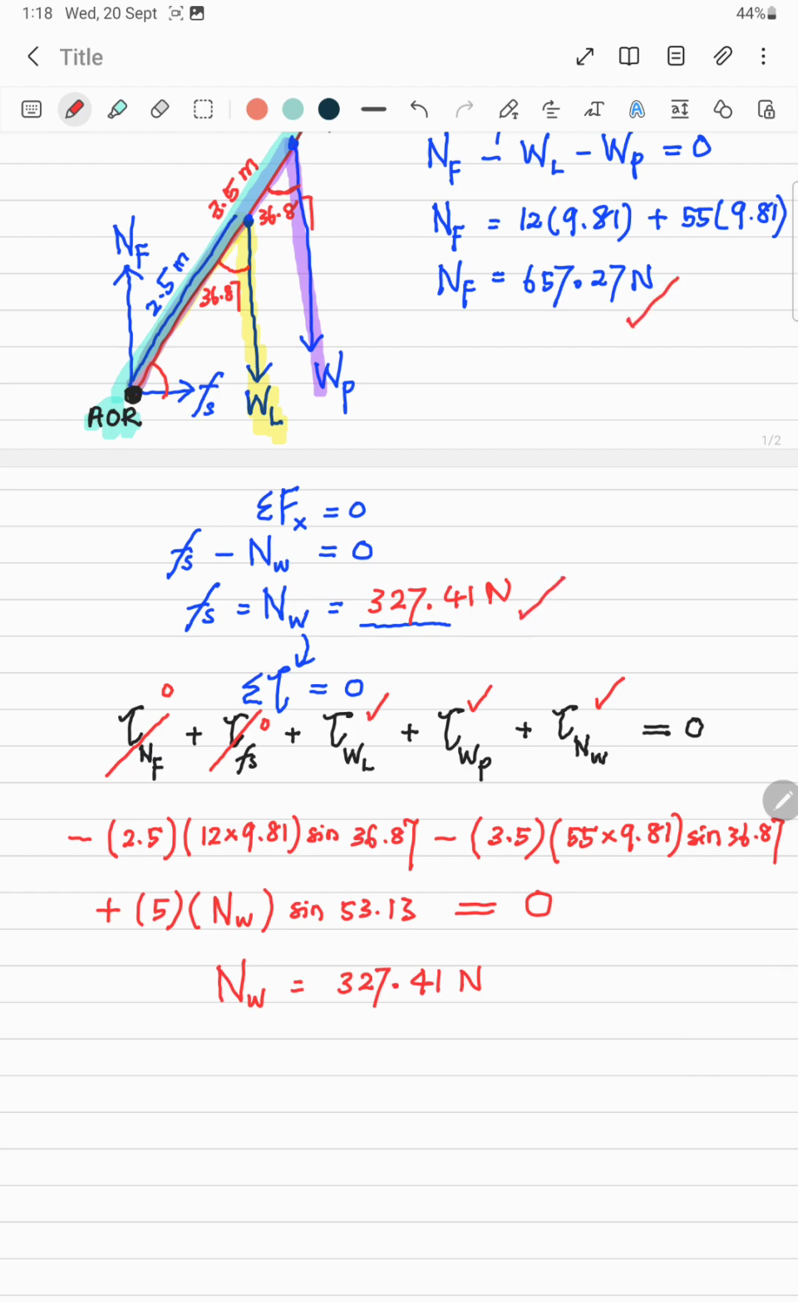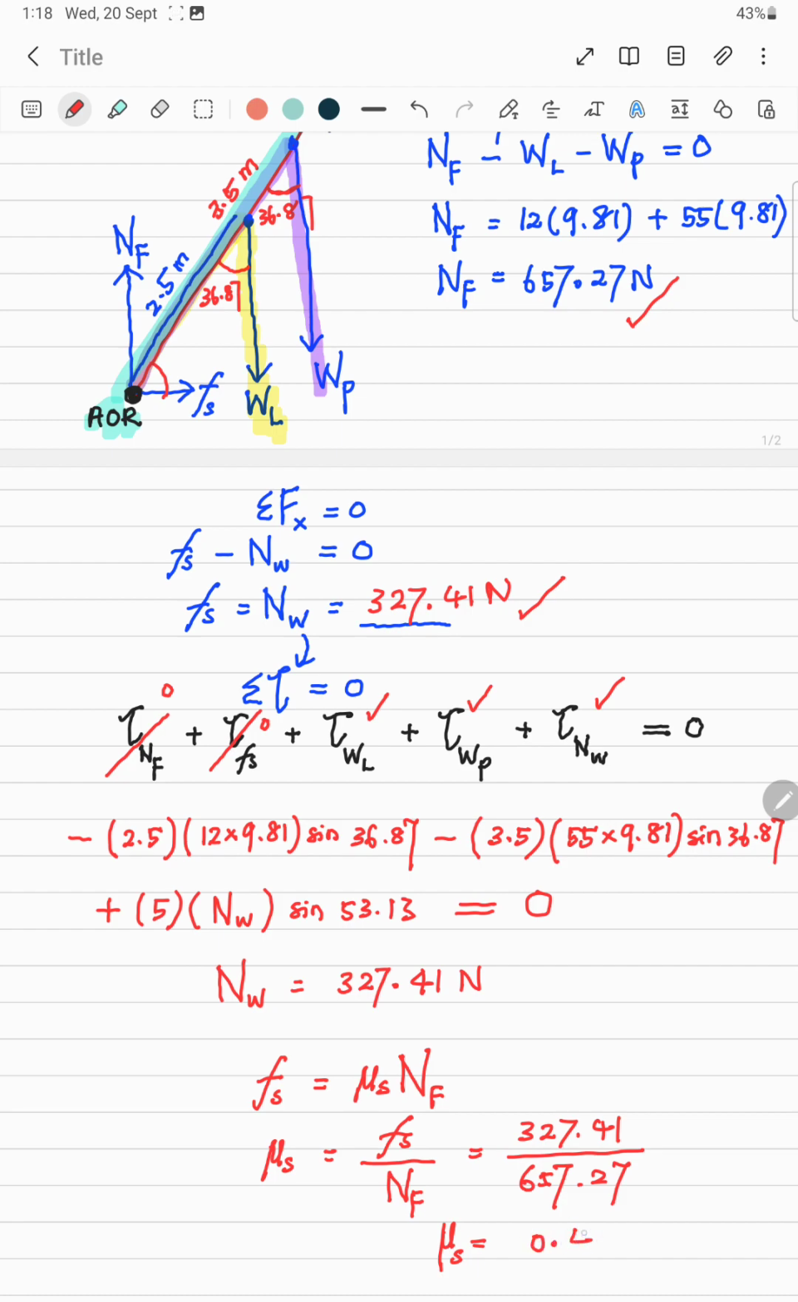After I get the value of the normal force from the floor and also the friction, I can calculate the coefficient of static friction. So Fs is mu S times N from the floor. So mu S will be the static friction force divided by the normal force exerted by the floor. So we have 327.41 divided by 657.27, and we get a coefficient of static friction of around 0.498. Then we solve the question.